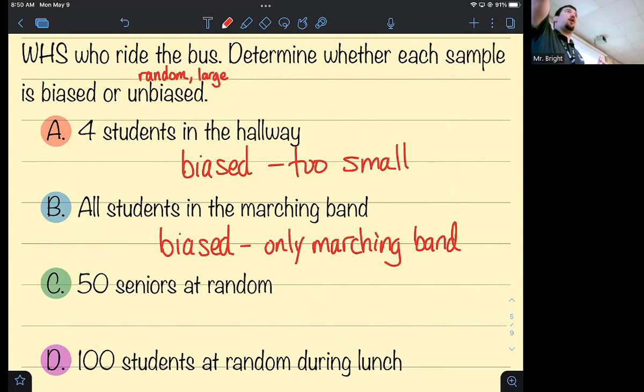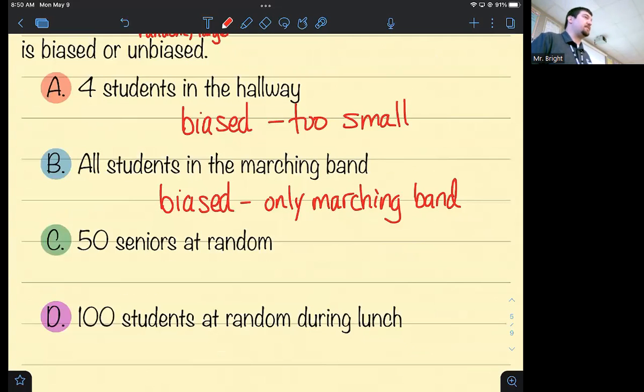Even if I calculated all my percentages correctly, 1% of students ride the school bus. That's not right. It's not good, valid data. 50 seniors at random. It's done randomly. Why is it not valid? Just seniors. You're right. It's biased. There are freshmen, sophomores, and juniors that are a part of the high school.